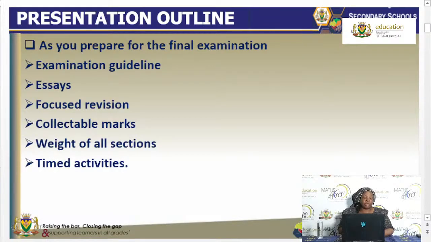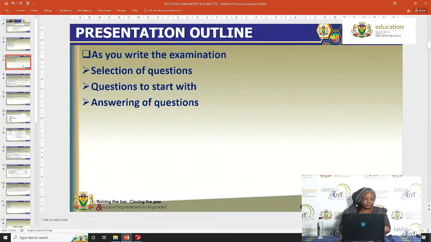After that, we'll then look at as you write the examination. This is now when you are actually in the examination room and busy writing, looking at the selection of the questions that you may start with, and then how do you answer the different types of questions that we have in our paper.